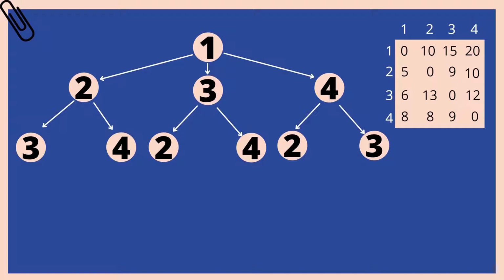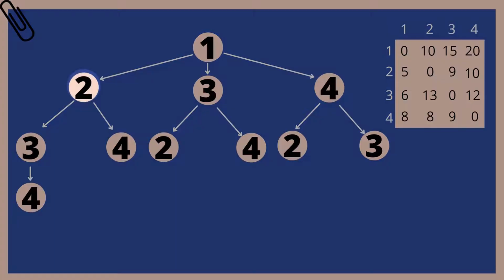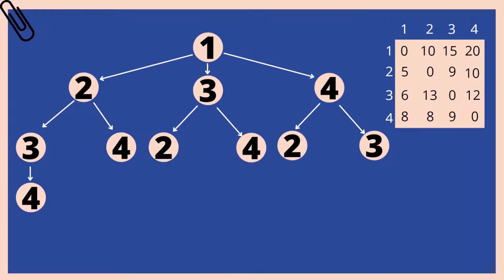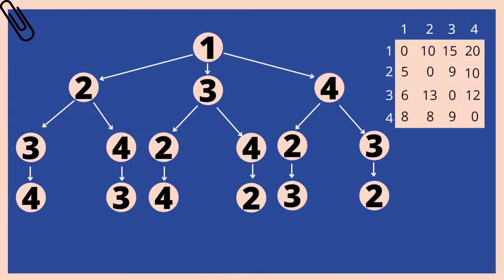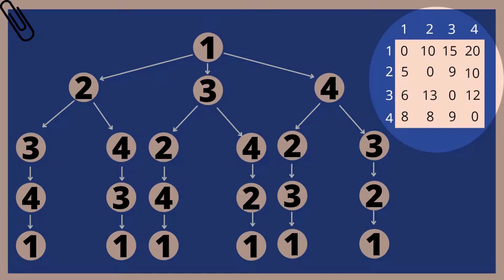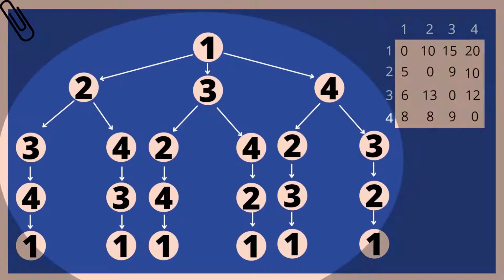So now let's see what our further options are. If we move from 1 to 2, then 2 to 3, then our only left option is 4. Similarly, after 1 to 4, then that is 3, and so on. After we have visited all the cities, we have to return to the city from which we started. So after every city, we are going to return to 1. So this is our cost matrix given, and this is the tree.